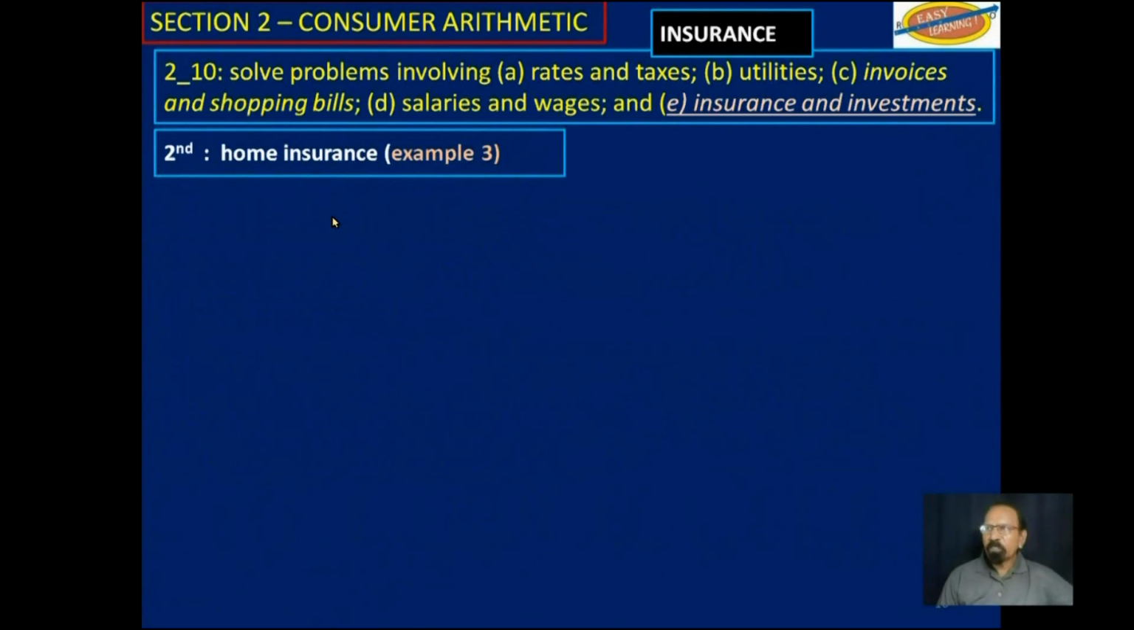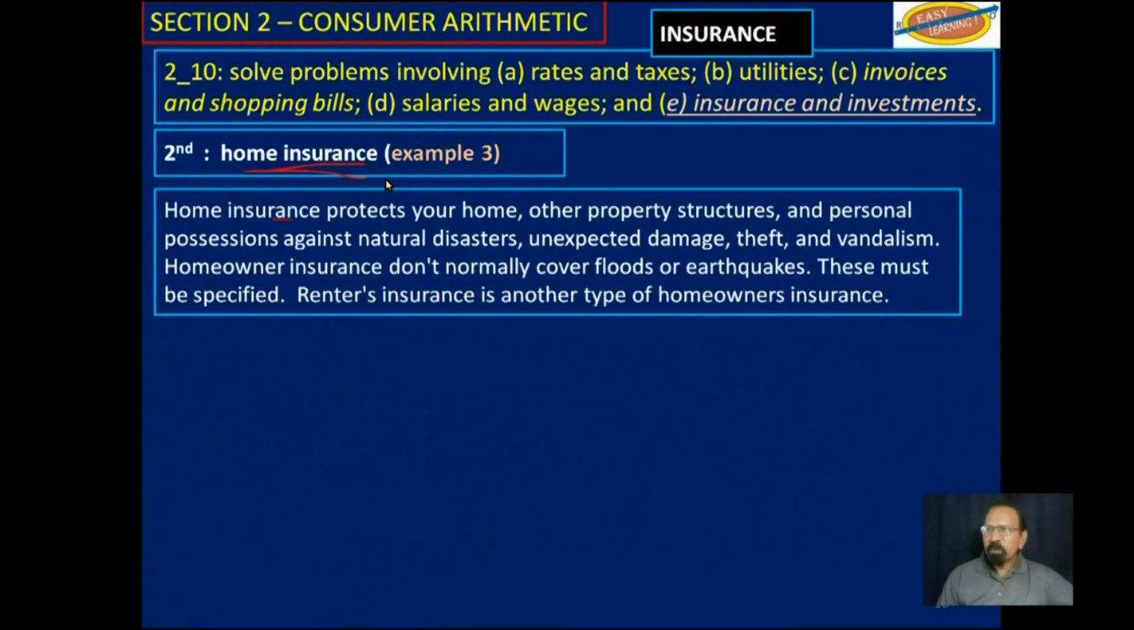Now let's look at home insurance. Home insurance protects your home, other property structures, and personal possessions against natural disasters, unexpected damage, theft, and vandalism. Home insurance doesn't normally cover floods or earthquakes. These must be specified. Renter's insurance is another type of home insurance.